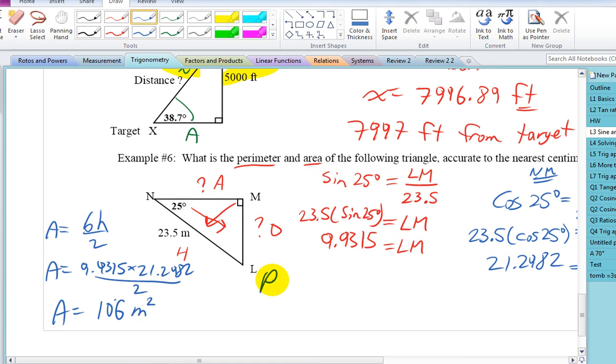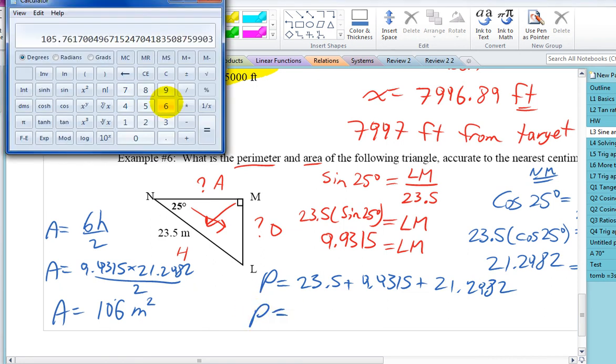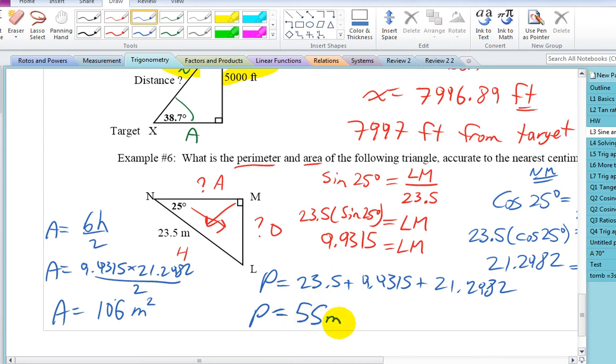Okay. For perimeter, that's easy. Add them all up. 23.5 plus 9.9315 plus 21.2982. And that'll be 55 meters or centimeters, whatever you like, to round. Okay, any questions?